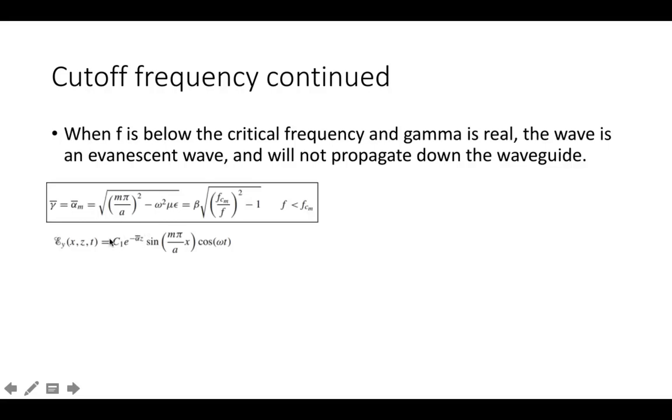So when we add the e to the j omega t and take the real part, this just remains as an attenuation factor. So in the case where the frequency is below the cutoff frequency, and I say critical frequency here, but I mean cutoff frequency, when it's below the cutoff frequency and gamma is real, we have what's referred to as an evanescent wave, and it will not propagate down the waveguide.